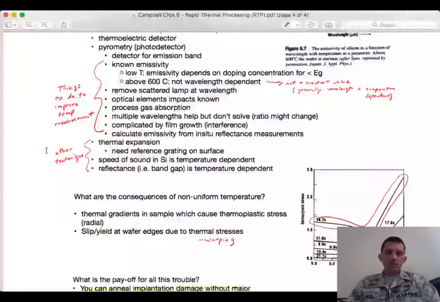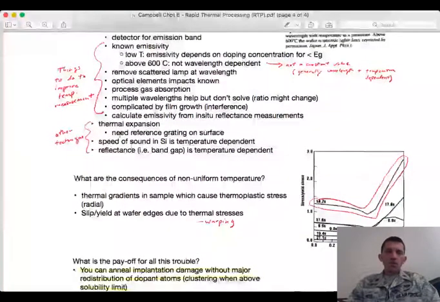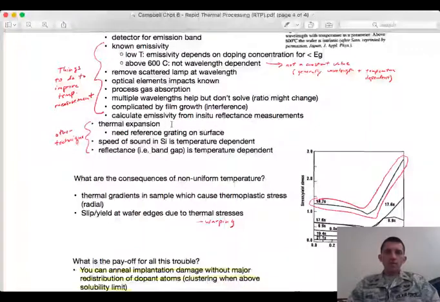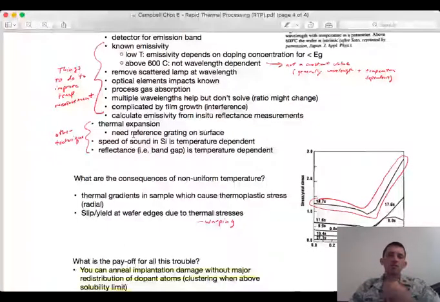Is there anything else? You could monitor the temperature of silicon via thermal expansion. The rates of thermal expansion and coefficient of thermal expansion are known, and they're less variable than the emissivity for silicon. The problem there is that you would need some sort of a reference mark on the surface that you could track as it moves during the thermal expansion.